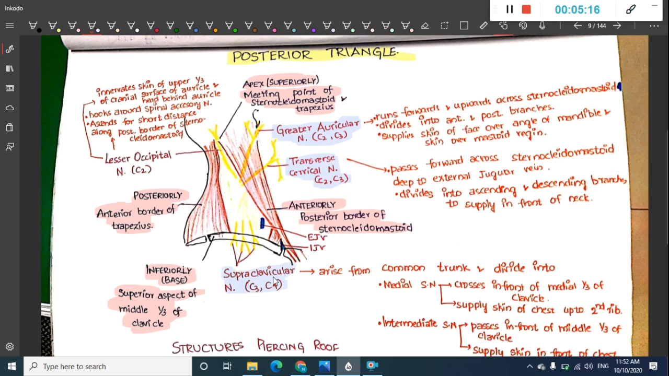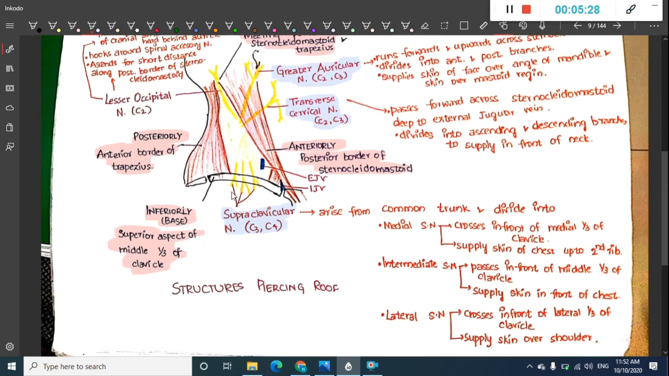What do the supraclavicular nerves do? These nerves arise from a common trunk and divide into the medial supraclavicular nerve, intermediate supraclavicular nerve, and lateral supraclavicular nerve. The medial supraclavicular nerve crosses in front of the medial 1/3 of the clavicle, and it supplies the chest up to the second rib.